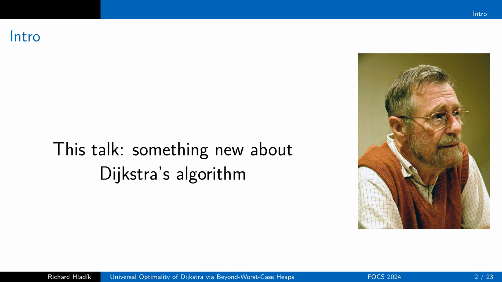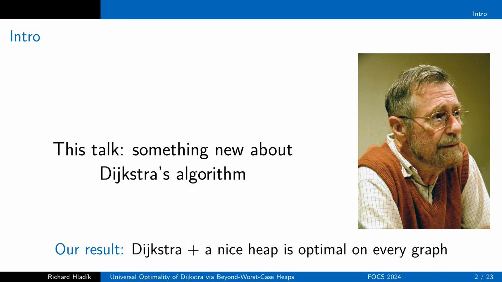Today, we will go back to the roots and talk about Dijkstra's algorithm. It would seem that 70 years after its discovery, there isn't really much more to say about it. But today I want to convince you that the opposite is true. Concretely, I want to share with you our results that says that there is an implementation of Dijkstra which is in some sense optimal on every graph. My main aim in this talk is to explain what that means.